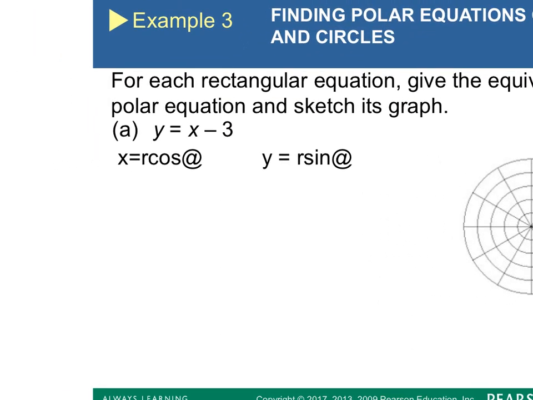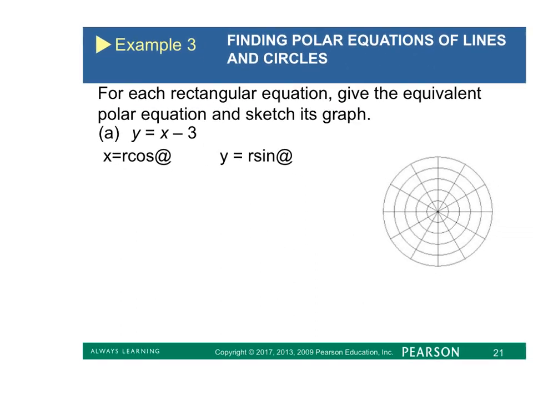So now he wants us to do one. y equals, you know what it looks like. Slope is 1, y-intercept is negative 3, 1 over 1 over, it's going to look like that. You know that. It should look like that in polar as well.